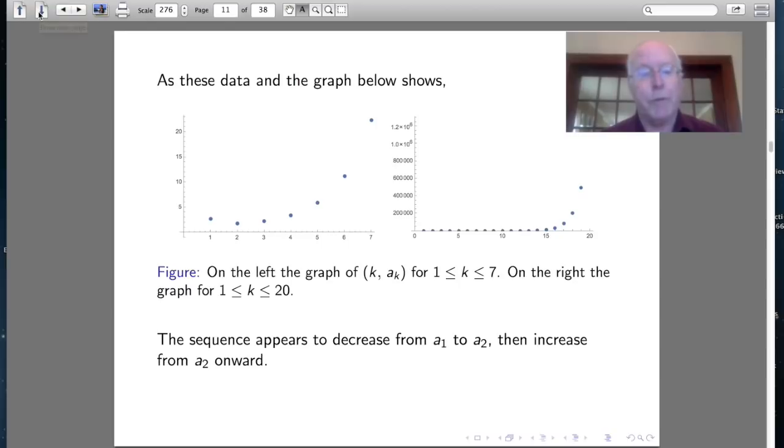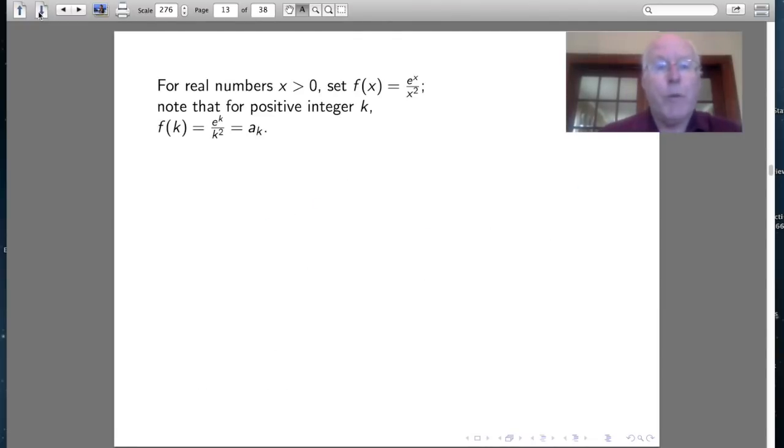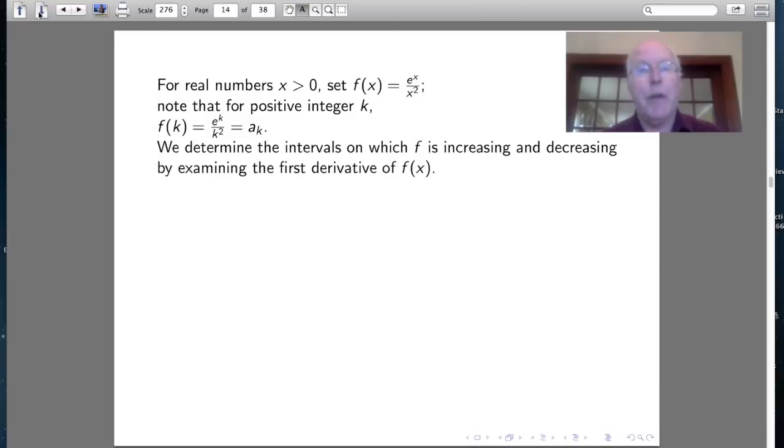We can verify this using Calculus 1 tools. So some of these techniques we learned last semester can come in helpful. For real numbers x bigger than 0, let's set f of x to e to the x over x squared. Note that for positive integer k, f of k is e to the k over k squared, or a sub k. So this function, in a sense, defines the sequence. We're going to determine the intervals on which f is increasing and the intervals on which it is decreasing by examining the first derivative of f.